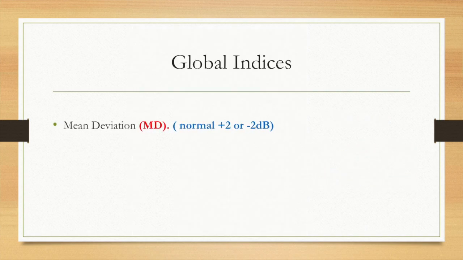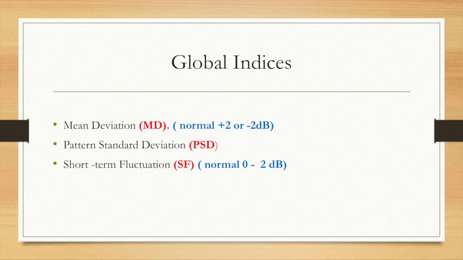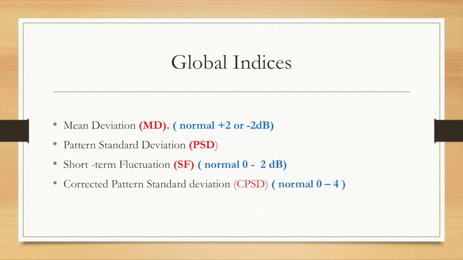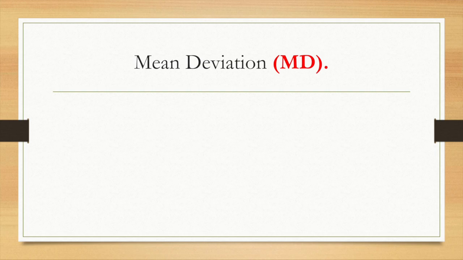I will start with the global indices, which are the mean deviation, the normal value between +2 up to -2 decibel, the pattern standard deviation, and the short-term fluctuation SF, the normal up to 2 decibel, and corrected pattern standard deviation, the normal up to 4 decibel.